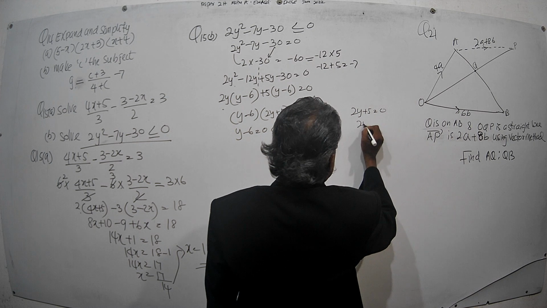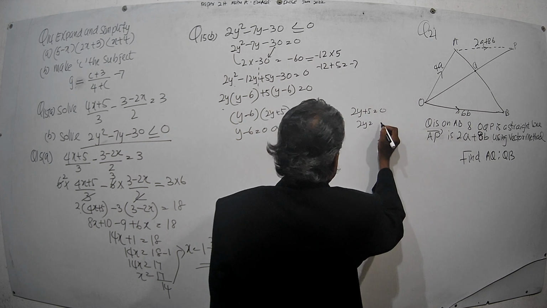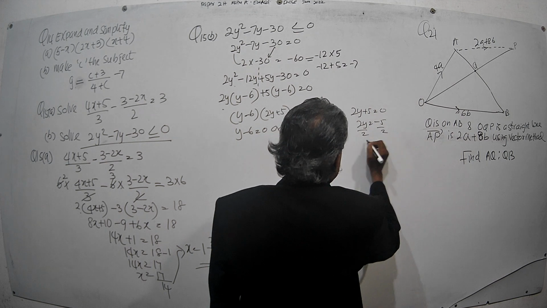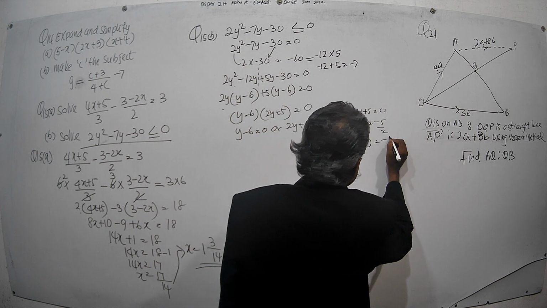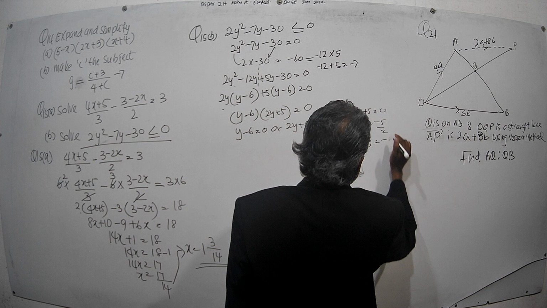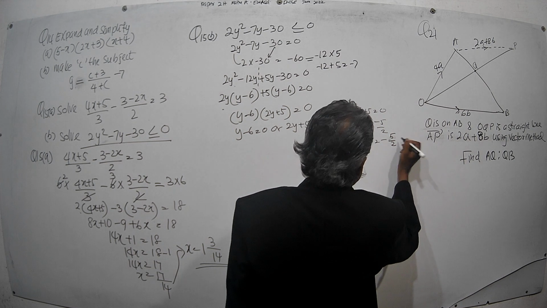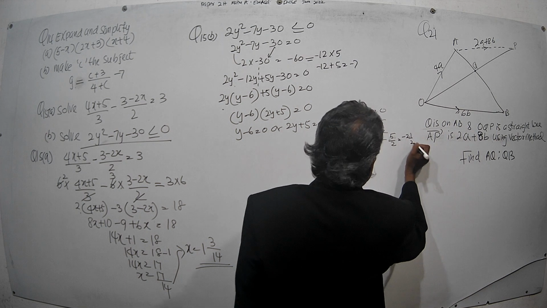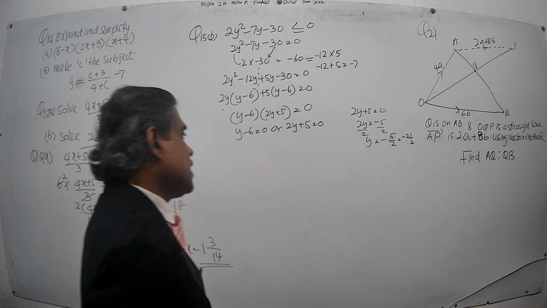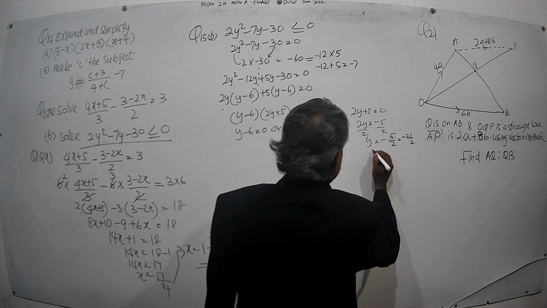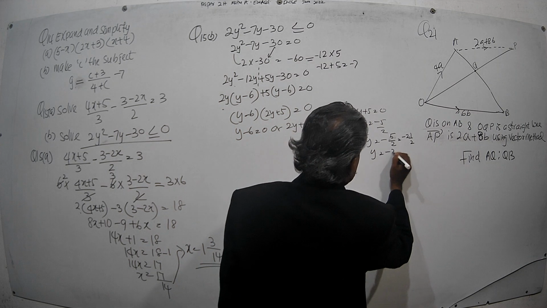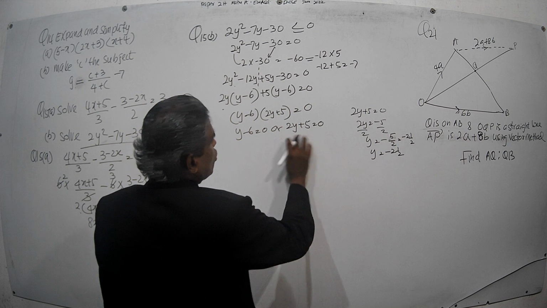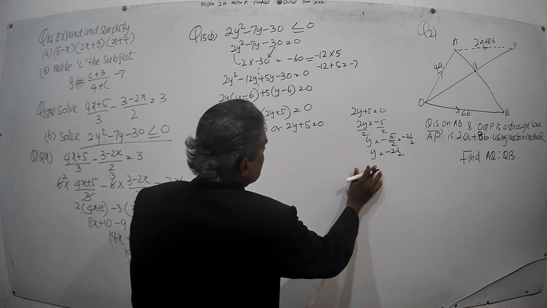Now 2y plus 5 equals 0. Then you can write 2y, 5 is taken on that side, becomes negative. Then here divide by 2. Then you get y equals minus 5 over 2. That means minus 2 and a half. Then for this one, I solved this part. Ultimately, I got y equals minus 2 and a half.